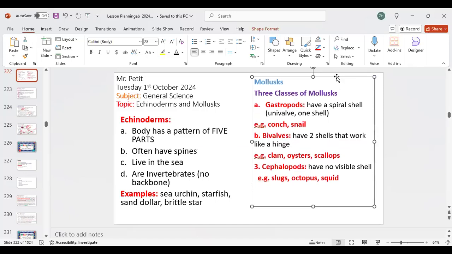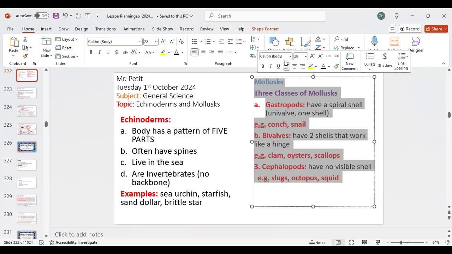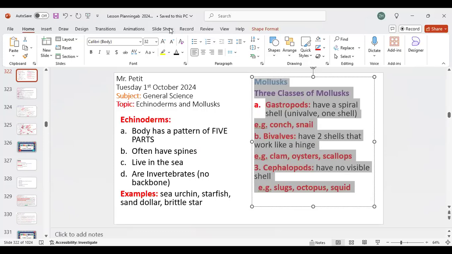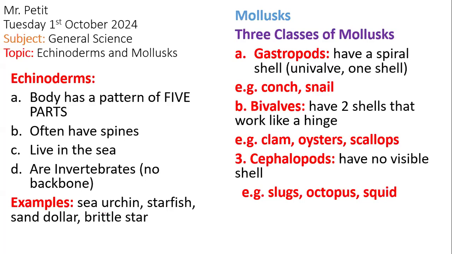So what are our three classes of mollusks? Gastropods, bivalves, and cephalopods. Very good. What do we know about our gastropods? How many shells do they have? One shell.